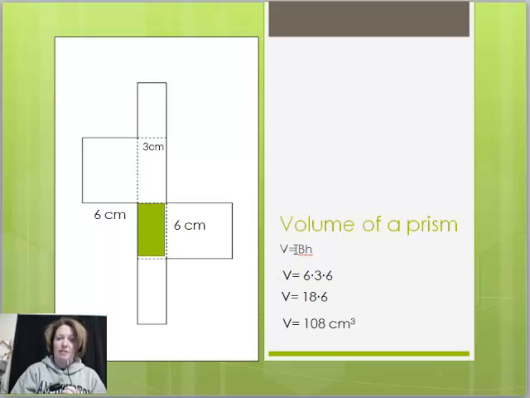Okay, so we have V equals big B times H. So I need to find the area of the base. Well, my shape is a rectangle, so how do I find the area of a rectangle? Well, that's length times width. So 6 times 3. And then from base to base, it was 6 centimeters. So 6 times 3 times 6. So V equals 18 times 6, and V equals 108 centimeters cubed.